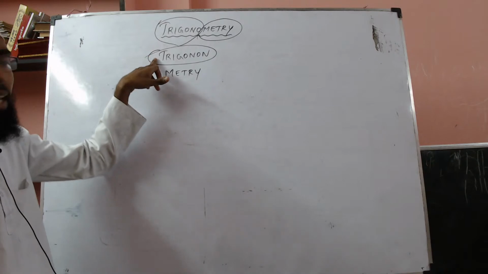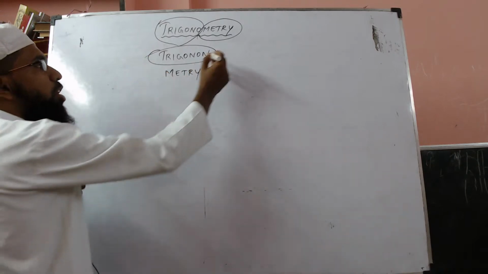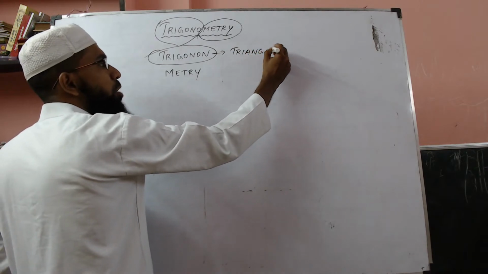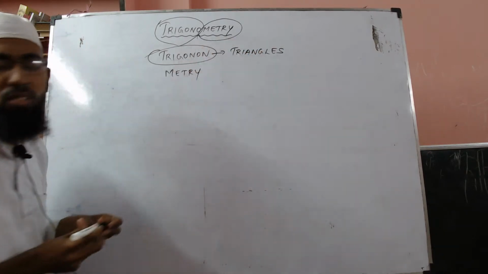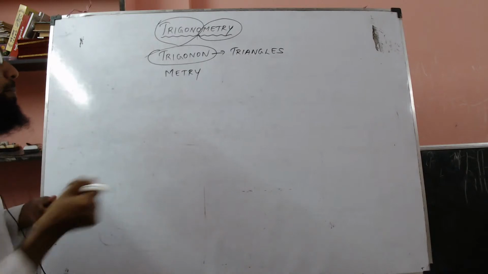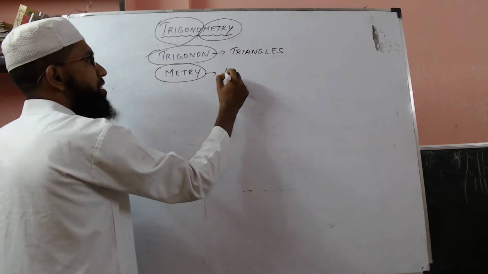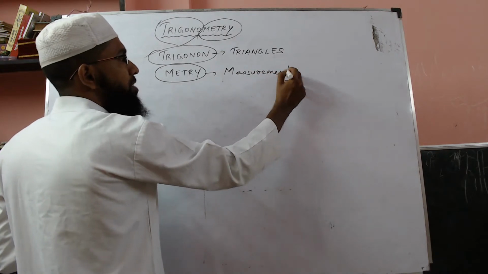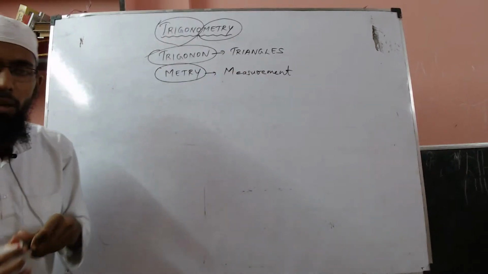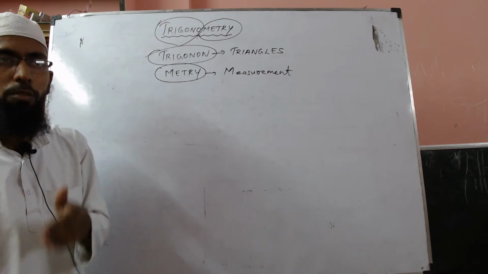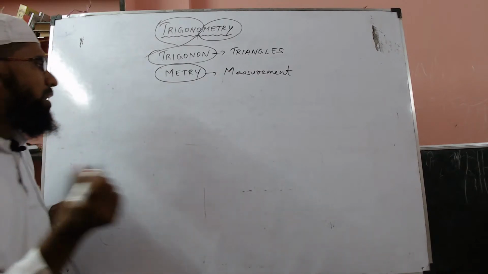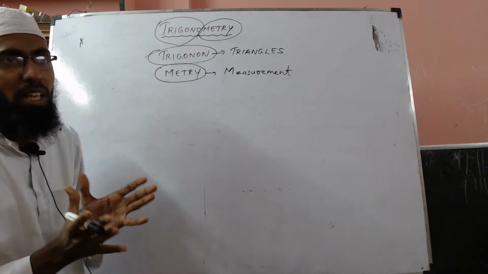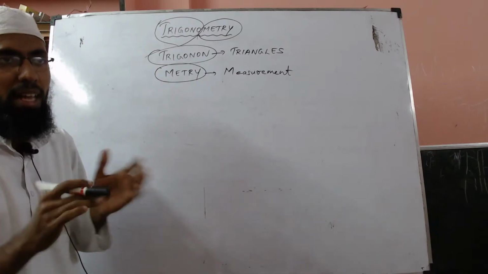From the Greek words trigonon and metry, trigonon means triangles, and metry means measurement. So trigonometry is nothing but the measurement of triangles. Especially, we'll be focusing more on the right angle triangle.